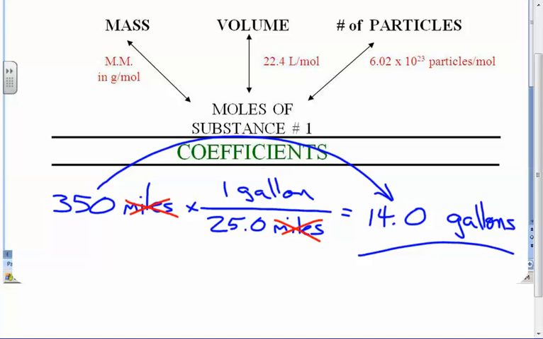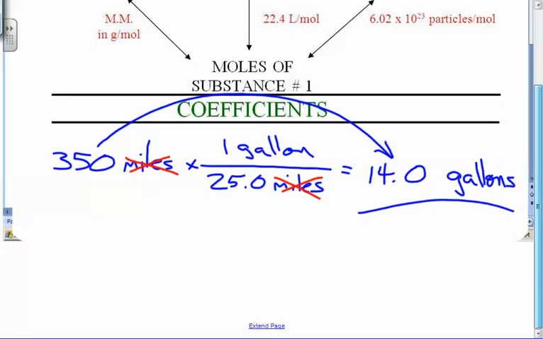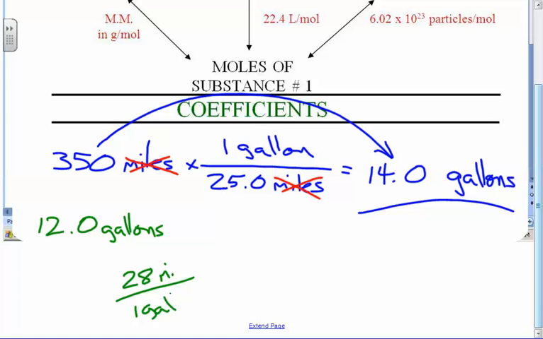Well, let's do another problem that is very similar to this. But let's say that instead I wanted to look at how far I can go on one tank of gas. Let's say that my tank will hold 12 gallons, and my car will go 28 miles for every 1 gallon. Or for every 1 gallon, I can drive 28 miles.